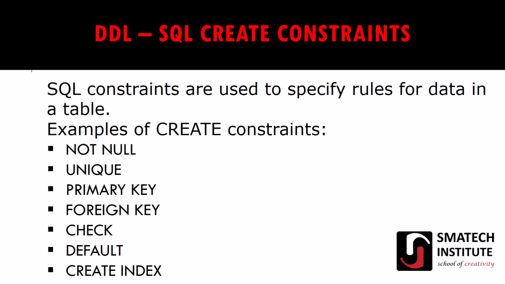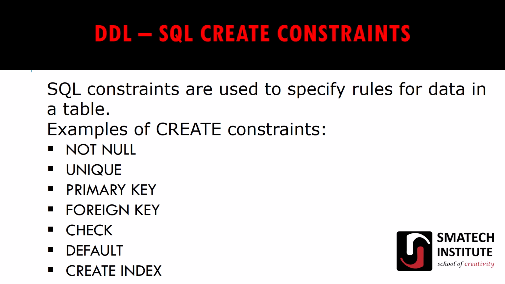Let's look at SQL create constraints. SQL constraints are used to specify rules for data in a table. Examples of SQL constraints: not null. This ensures that a column cannot have a null value. Unique. This ensures that all values in a column are distinct. Primary key. This uniquely identifies each row in a table. A primary key is a combination of not null and unique.